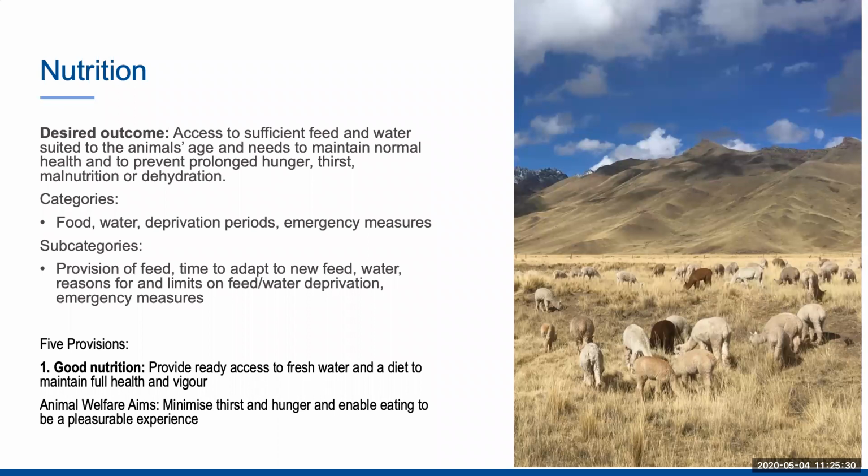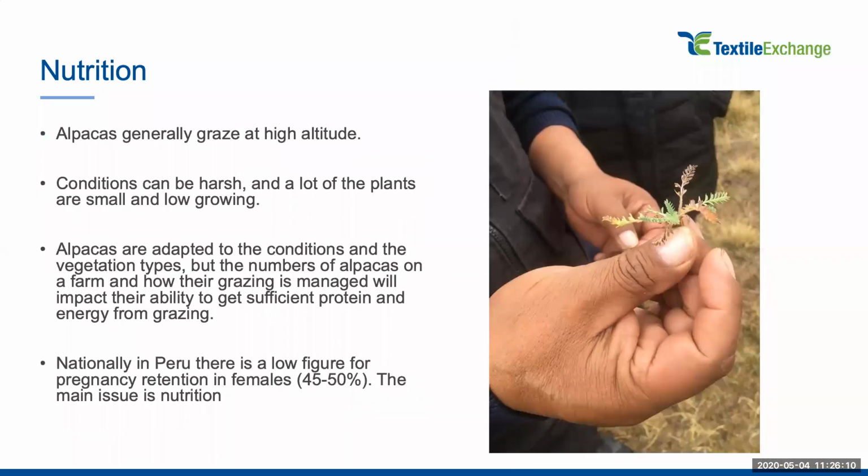So with nutrition, as I said, we're looking for access to sufficient feed and water for the animal's age and needs. There's a whole range of categories within this. Again, the categories on this slide are the categories in the main animal welfare framework, so they may not be applicable to every species. This has, for example, deprivation periods, which is something when we look at sheep, animals are quite often held off feed and water before shearing. So whether we need to address that within the different species, this is the principle of it. If I can have the next slide, then we get into the specifics for alpacas.